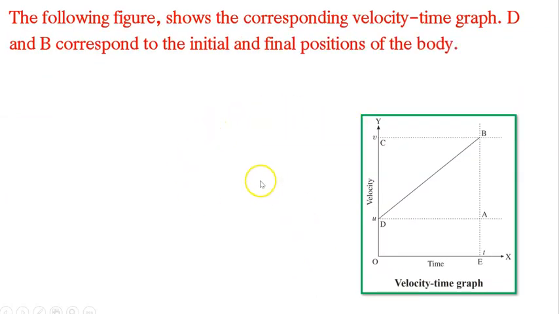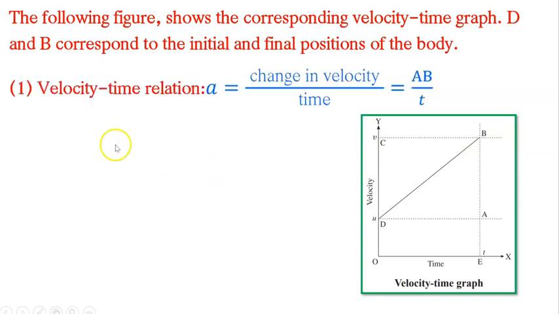The following figure shows the corresponding velocity time graph. D and B correspond to the initial and final position of the body. D shows the initial position, and B shows the final position after time interval t. Now velocity time relation, that is a equals change in velocity upon time. Up to this, OD is u, and next OC is v, and therefore we will write here change in velocity.